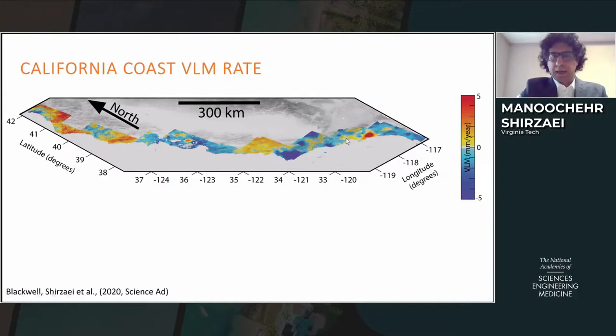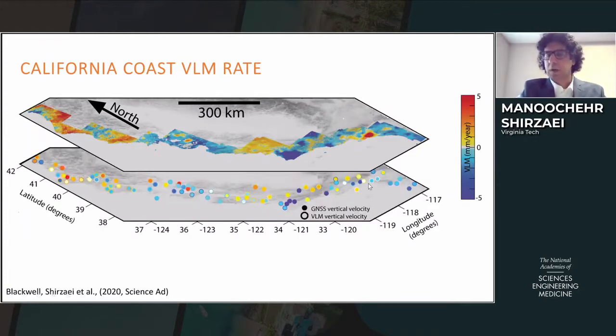So to compare or validate this result, we use a subset of GPS observations. These GPS stations have very small standard deviation, less than 2 millimeters per year. And as you see here, each circle represents two observations. The field color is the GNSS observation, GPS, and the edge is the InSAR measurement. So there is a good agreement, but also there are some disagreements. For example, here and here, you see there is disagreement between the two.